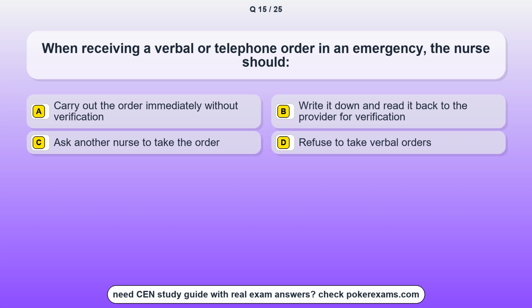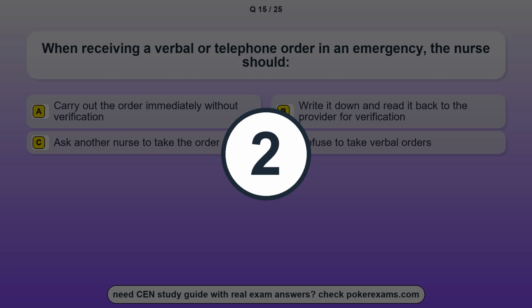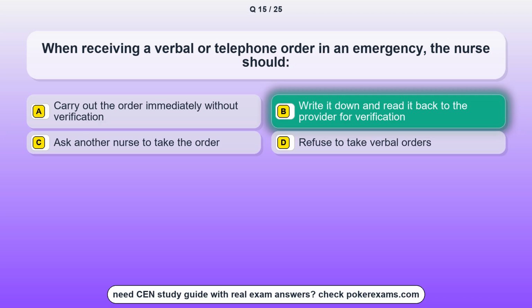Carry out the order immediately without verification. Option B. Write it down and read it back to the provider for verification. Option C. Ask another nurse to take the order. Option D. Refuse to take verbal orders. The correct answer is option B. Write it down and read it back to the provider for verification.